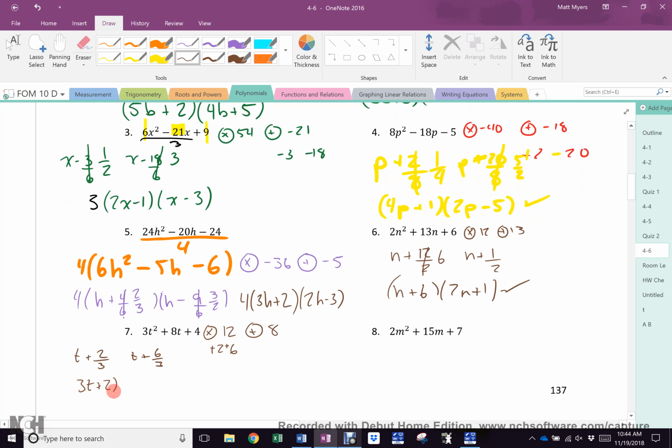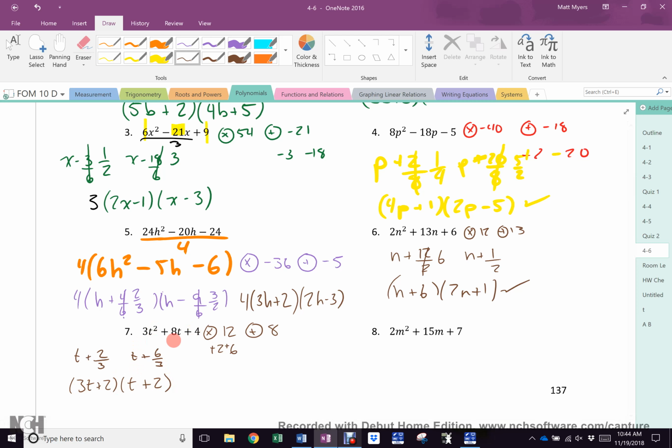3t plus 2 and t plus 2. And then, of course, I don't go to Mr. Myers and say, Mr. Myers, am I doing this right? Because I know how to expand. 3t times t is 3t squared. 2 times 2 is 4. If the ends are right, the middle's right. Go.